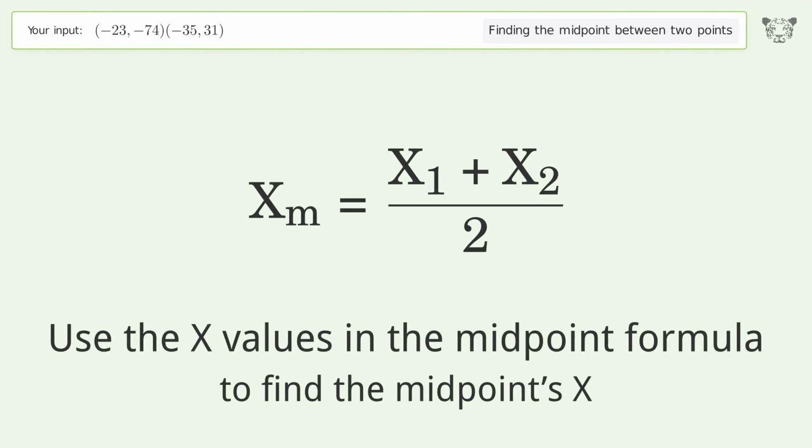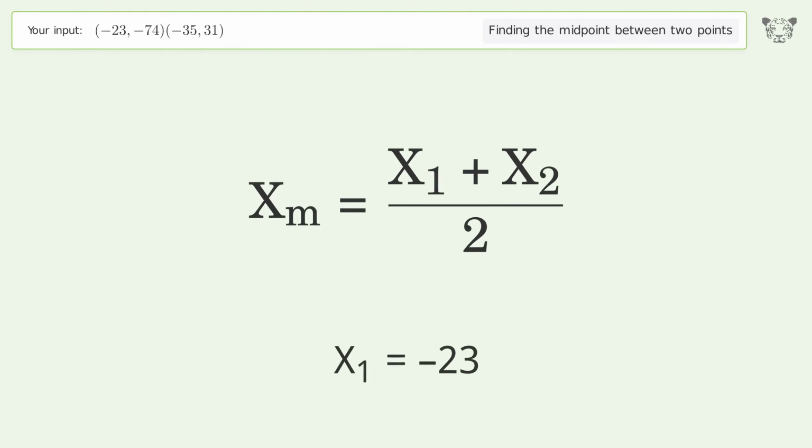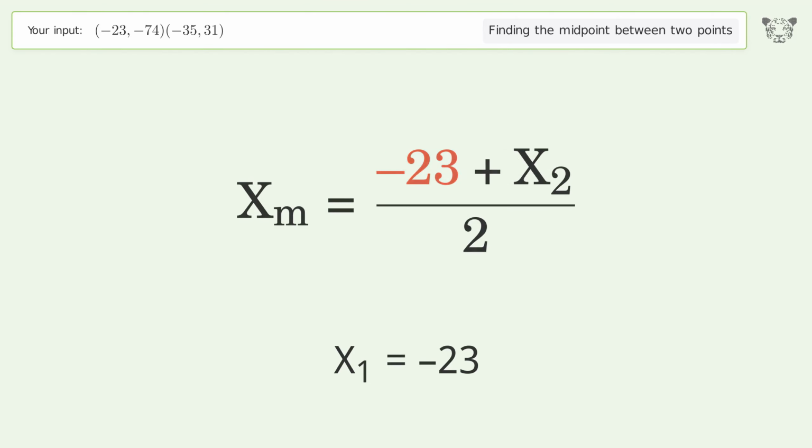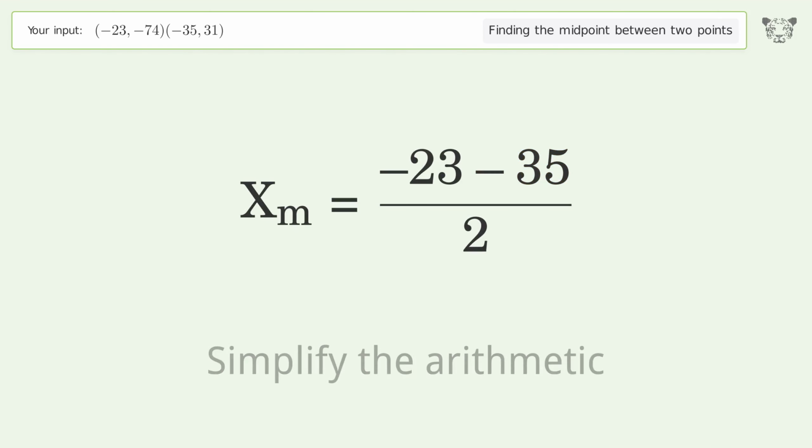Use the x values in the midpoint formula to find the midpoints x. x1 equals -23. x2 equals -35. Simplify the arithmetic.